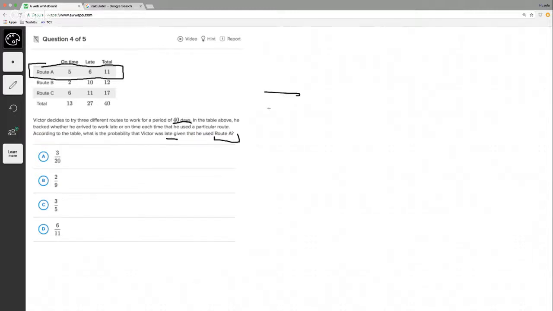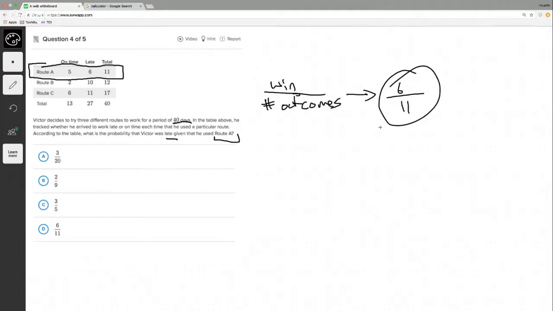Probability is the total on the bottom, the total universe of outcomes. On the top is the ways we can win. That's it. We're going over this in my class right now. That's all probability is. And when I say win, we mean whatever they're asking for. Here, they're asking for the probability he'll be late. So how many times was he late? 6. What's the total times he took route A? 11. That's it, 6 over 11. And it's D. So you can do that one pretty quickly.